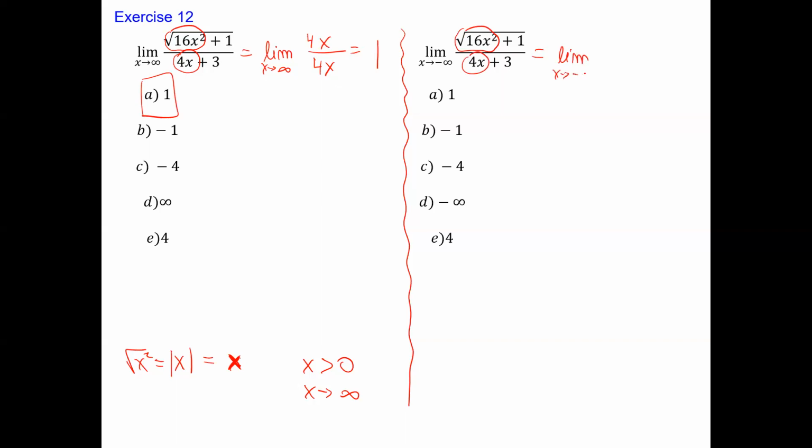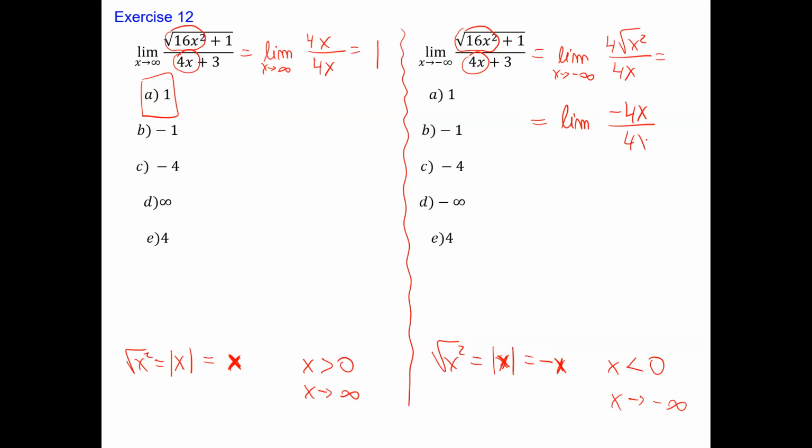As x goes to negative infinity, square root of 16, 4, square root of x squared, and this is 4x, nothing changed. And now, square root of x squared is still absolute value. But if x is negative or going to the negative infinity, then this quantity is negative. I have to make it positive. Okay, that means we will have negative x. And when we simplify, it will be negative 1. So please be extremely careful. Okay? Please be extremely careful with this.